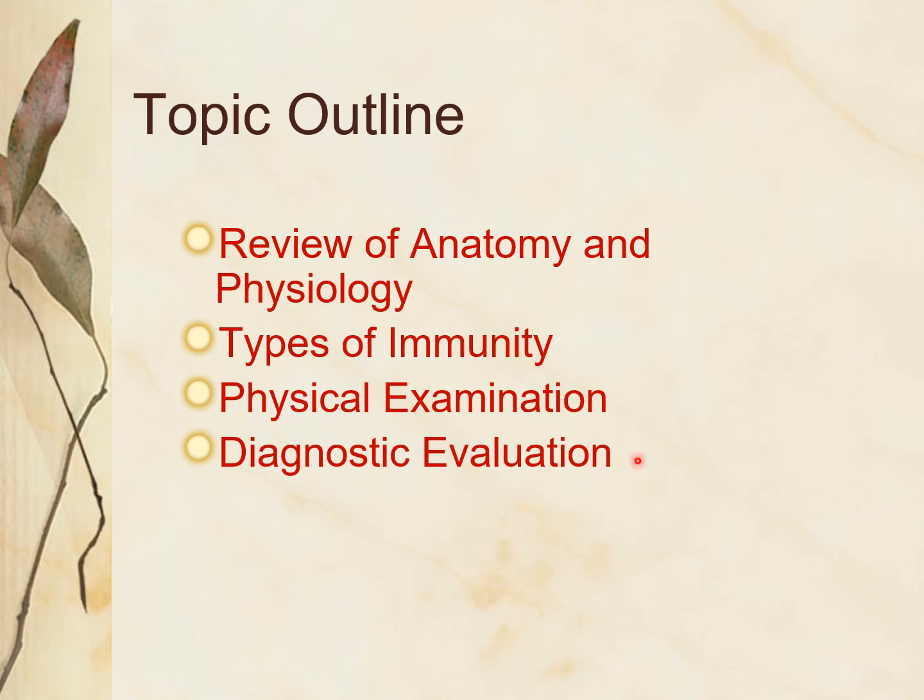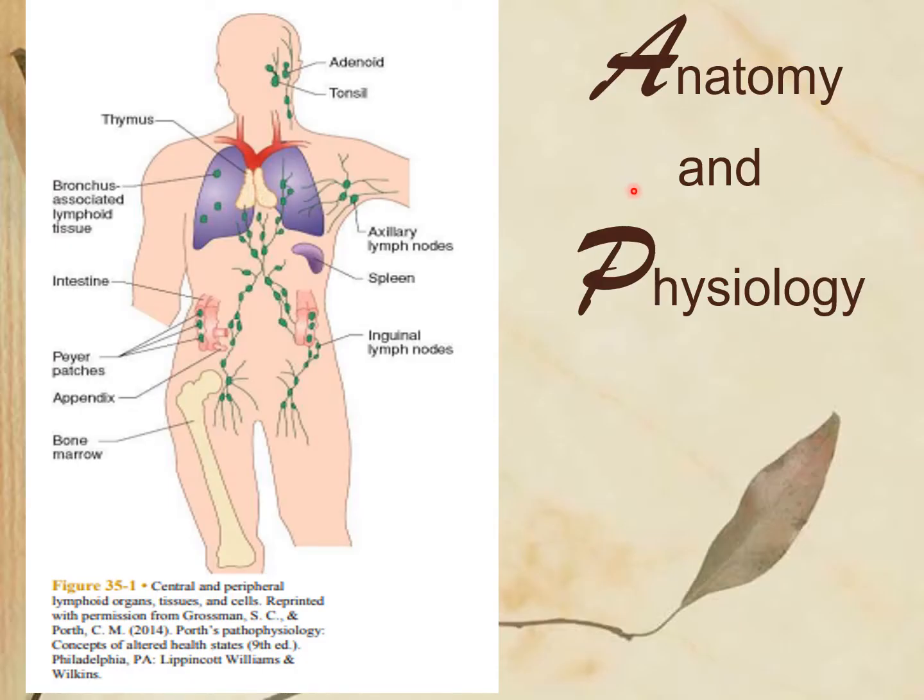So this presentation is the first part of our topic on the care of patients with disorders of the immune system. This presentation covers the following topics. We will start with the review of anatomy and physiology of the immune system, the types of immunity, physical examination, and diagnostic evaluation. So, let us now have a brief review of the anatomy and physiology of the immune system.